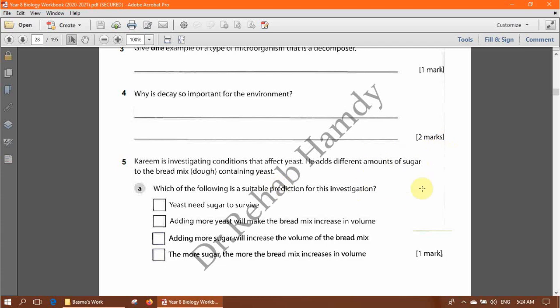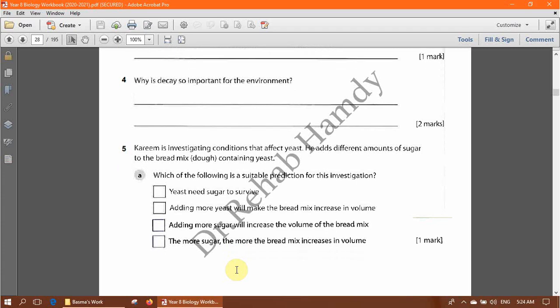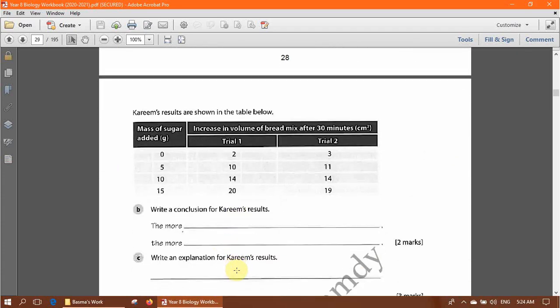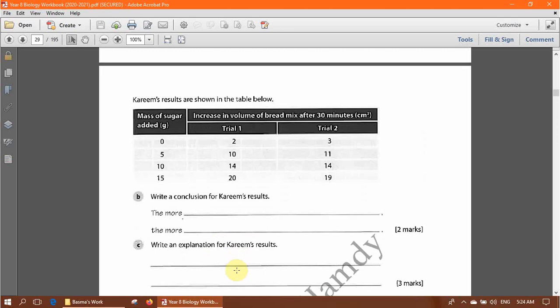And I'm adding more or different amounts of sugar. So the prediction can be adding more sugar will increase the volume of the bread mix. But you cannot choose "the more sugar, the more the bread mix," because this is a conclusion and he is asking for a prediction. Okay, here he plotted his results in a table.